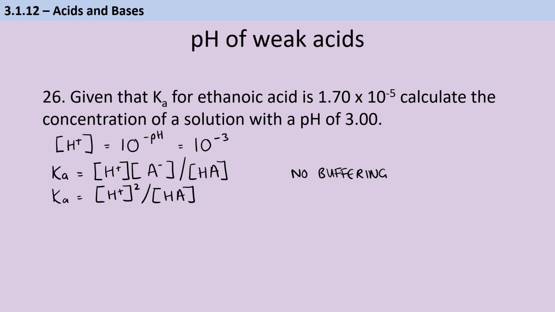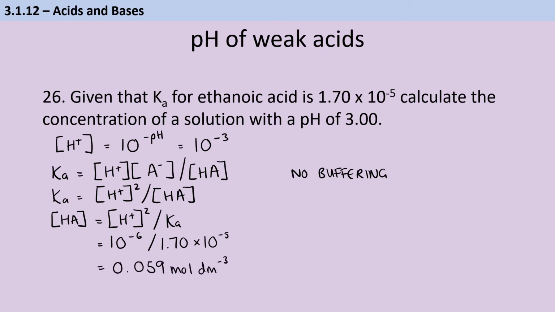Then I can rearrange my equation to tell me that the concentration of that initial acid will be the concentration of hydrogen ions squared, which I have because I got it from the pH, divided by Ka. So 10 to the minus 6 divided by 1.7 times 10 to the minus 5, and that gives me an answer of 0.059 moles per decimeter cubed.